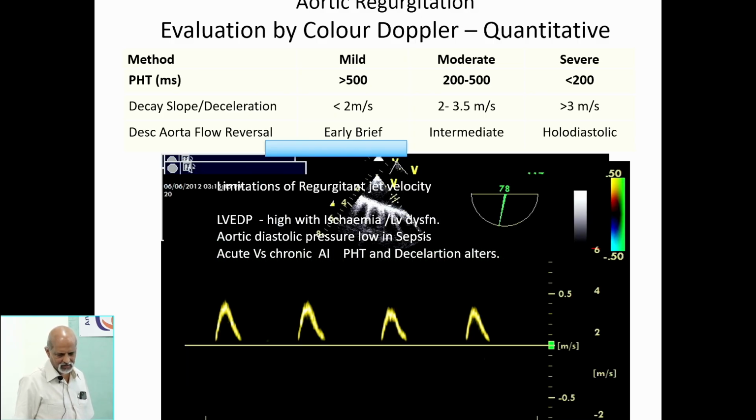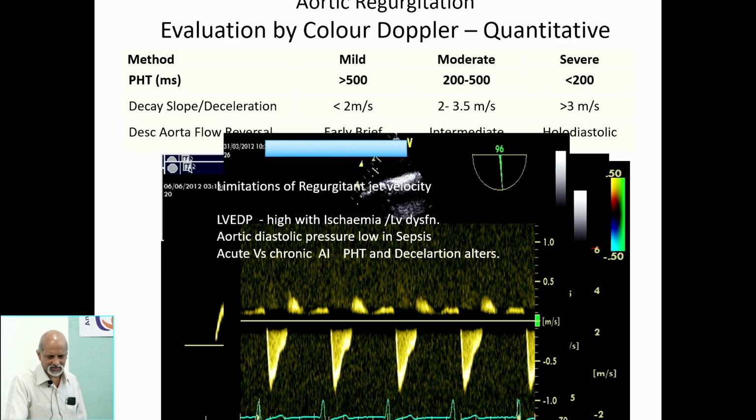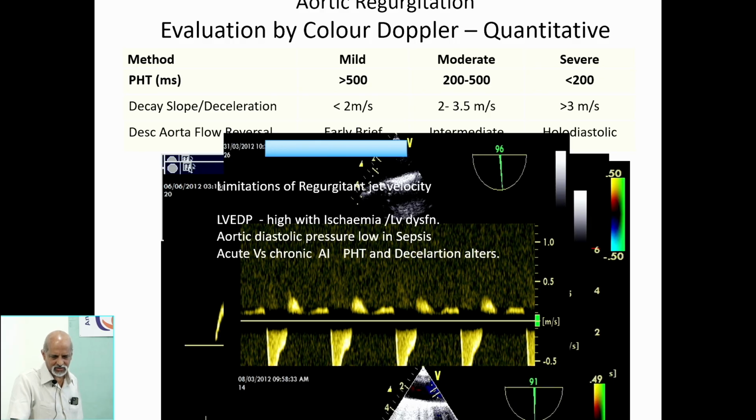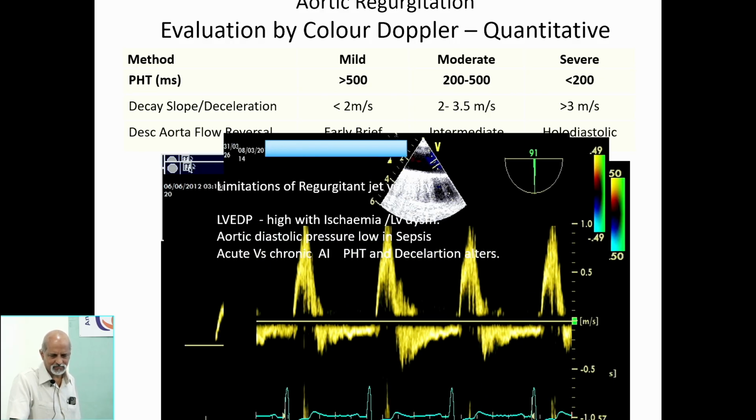And then finally you go into the aorta to look at the holosystolic flow. If that is occurring, especially towards the abdominal aorta, there is a definite chance that the patient has severe AR. So this is what you will see over there.